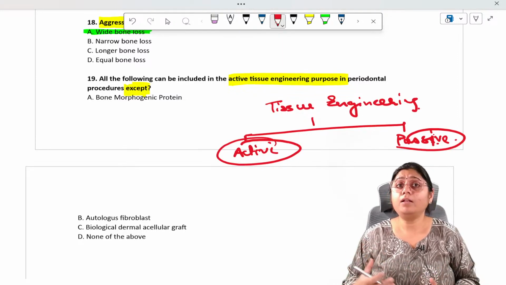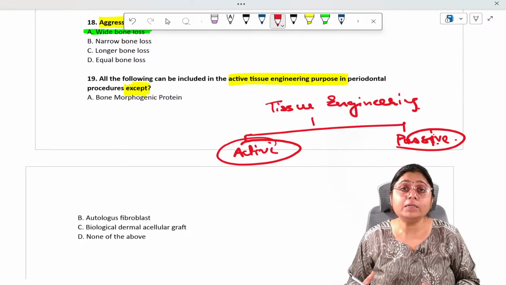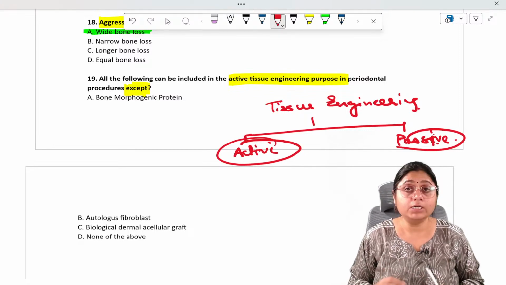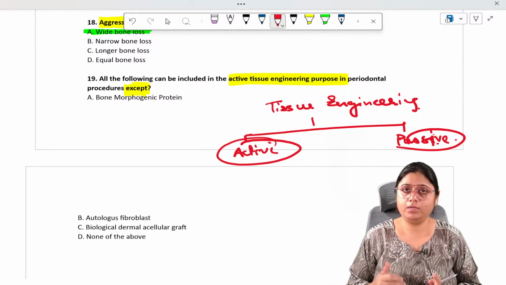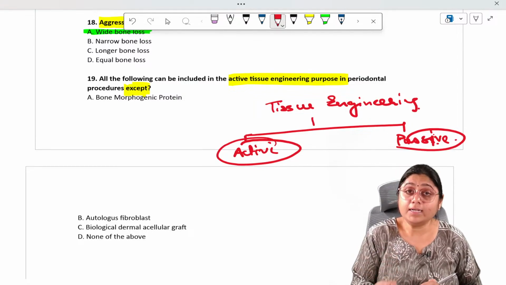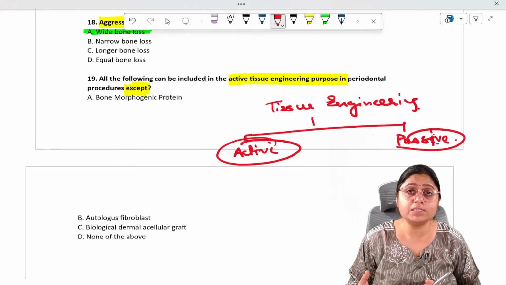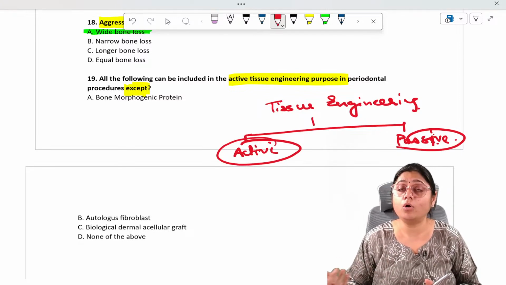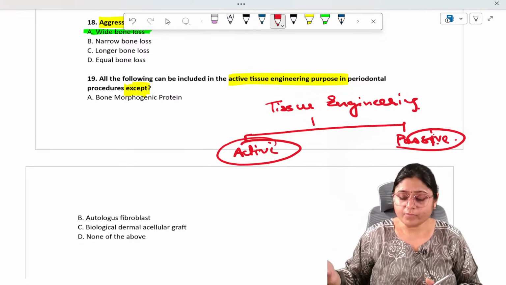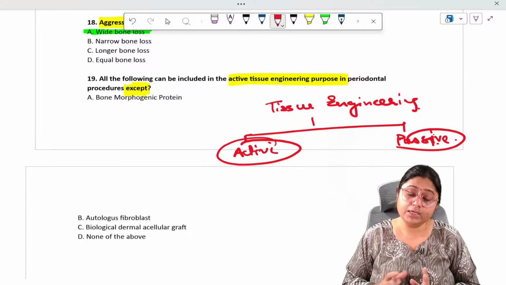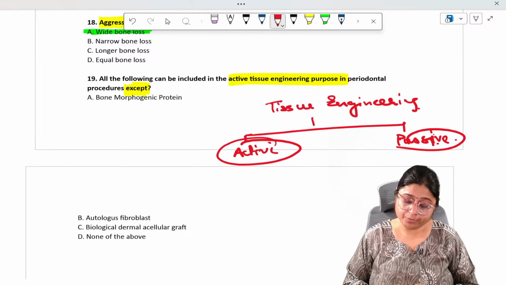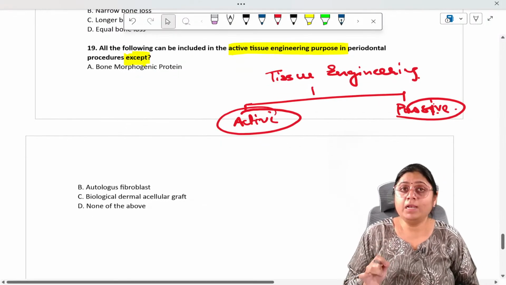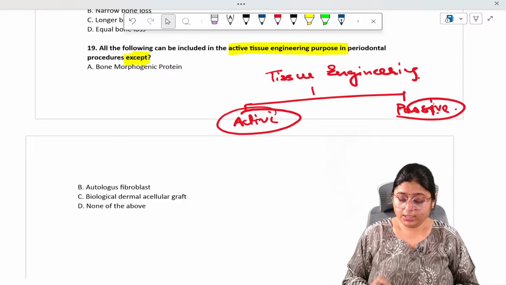Now some molecules are passive components. They just act as a scaffold over which the healing can progress, but they will not by themselves help in healing, such as conductive bone grafts, or there are certain membranes which will just help as a scaffold, and they will not have any components which will help in bone healing or tissue healing. That is what is passive tissue engineering concept. Now let us see the options. Option number A is bone morphogenetic protein. Option number B is autologous fibroblast. Option number C is biological dermal acellular graft, and option number D is none of the above.